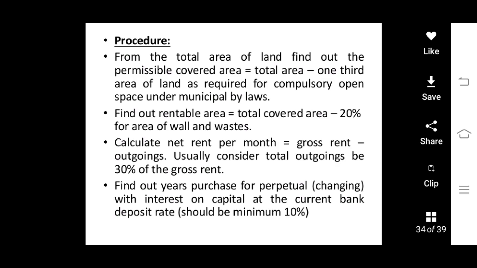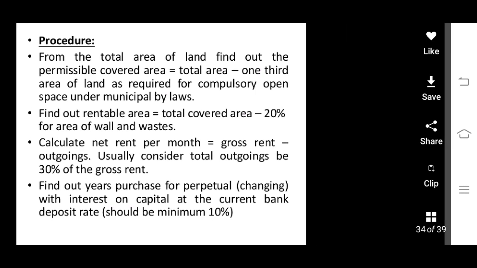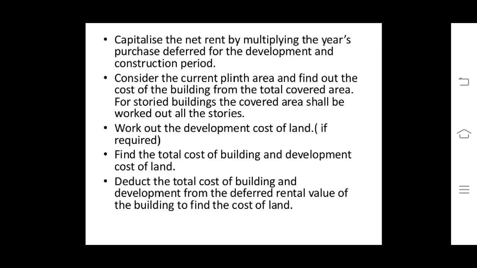Third, calculate net rent per month, which is equal to gross rent minus outgoings. Usually consider total outgoings to be 30% of the gross rent. And find out the year's purchase of perpetuity with interest on capital at the current bank deposit rate, which should be a minimum of 10%. Capitalize the net rent by multiplying by the year's purchase, deferred for the development and construction period. Consider the current plinth area and find out the cost of building from the total covered area.